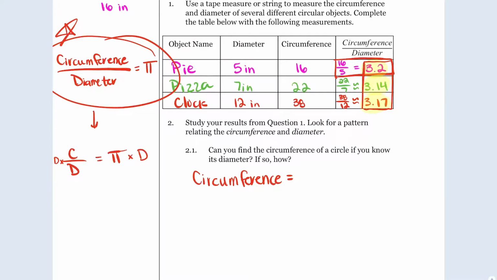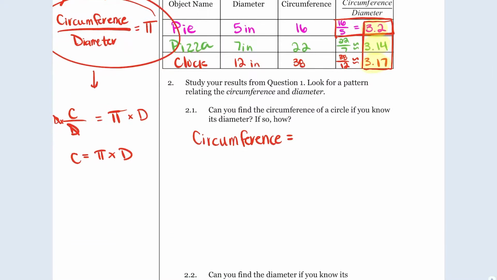So when I multiply c divided by d, these d's are going to cancel out. So I'm left with c. And now I have pi times d. Now if I were to write the words out here, this is my circumference. That is equal to pi times the diameter. And there you have a nifty formula for finding the circumference of a circle. Wonderful. So we're going to write that down. Circumference equals pi times your diameter.